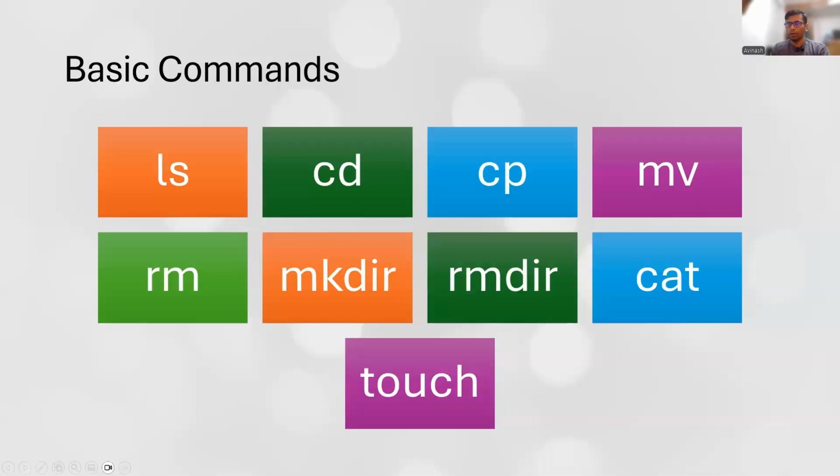I hope you guys got a basic understanding of all these commands: ls, cd, cp, mv, rm, mkdir, rmdir, cat, and touch. ls lists the files, cd changes the directory forward and backward, cp copies the file content from one to another, or makes a duplicate. mv is used to rename a file, rm deletes a file, mkdir creates a folder, rmdir removes a folder, cat is used to list the contents of a file or display some text of a file, and touch is used to create a file, right?